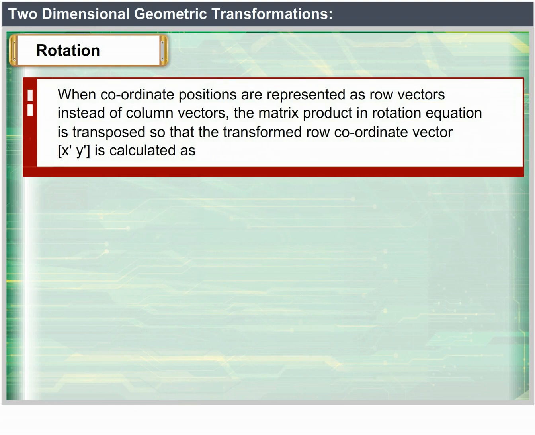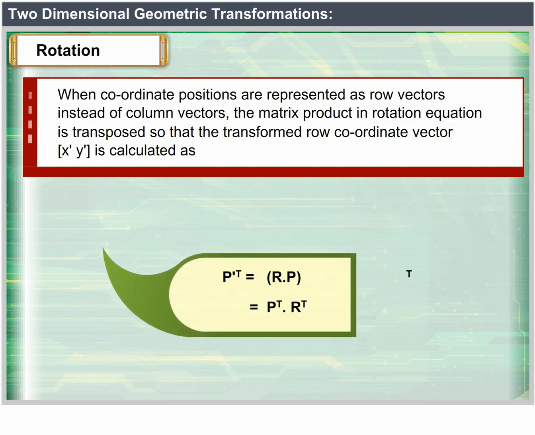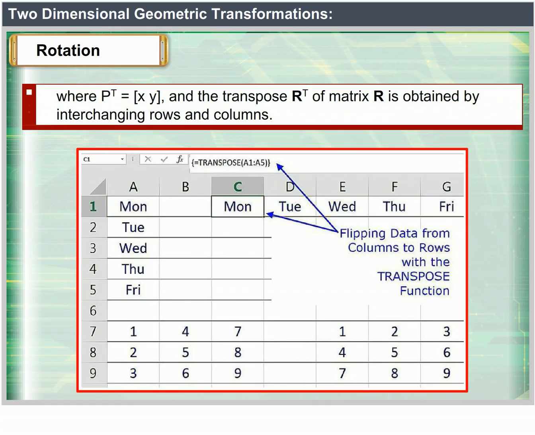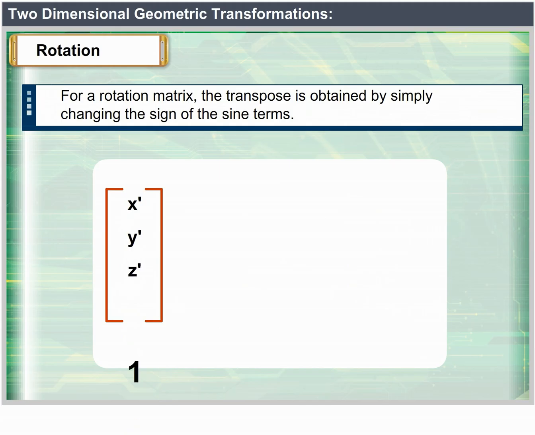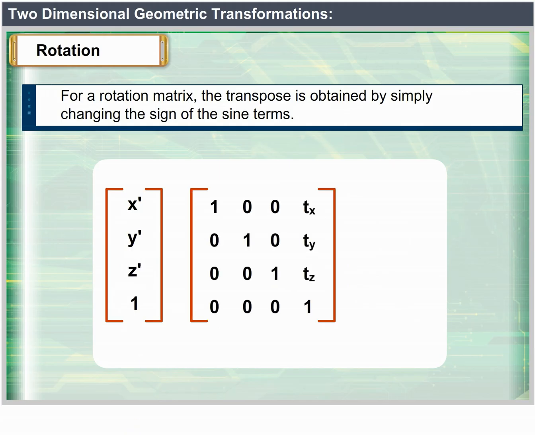When coordinate positions are represented as row vectors instead of column vectors, the matrix product in the rotation equation is transposed so that the transformed row coordinate vector x', y' is calculated as P' transpose equals R times P transpose equals P transpose times R transpose, where P transpose is x, y and the transpose R transpose of matrix R is obtained by interchanging rows and columns. For a rotation matrix, the transpose is obtained by simply changing the sign of the sine terms.